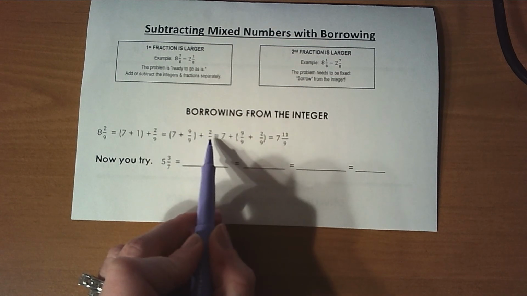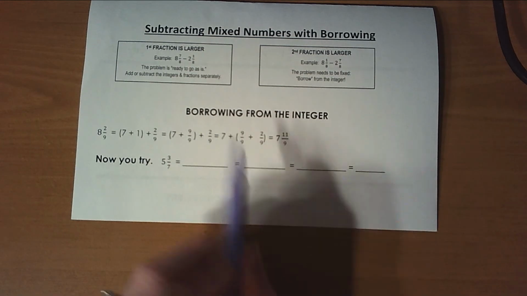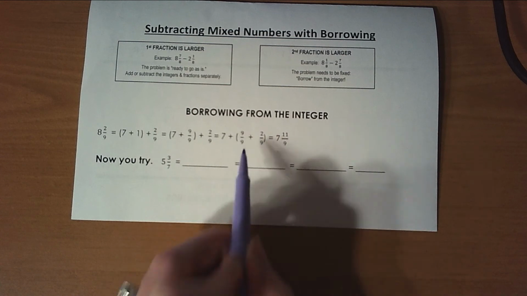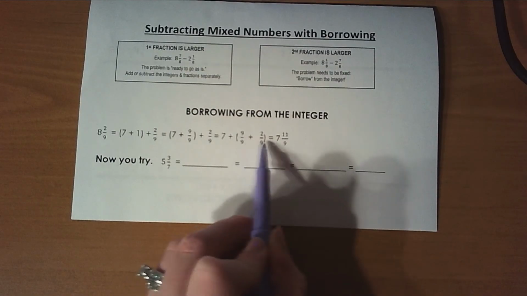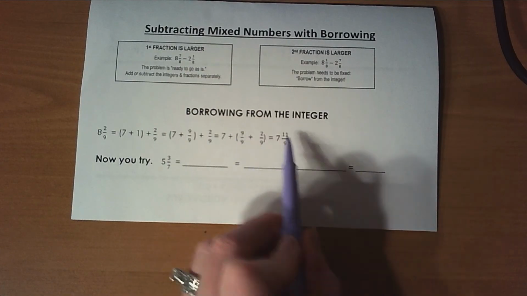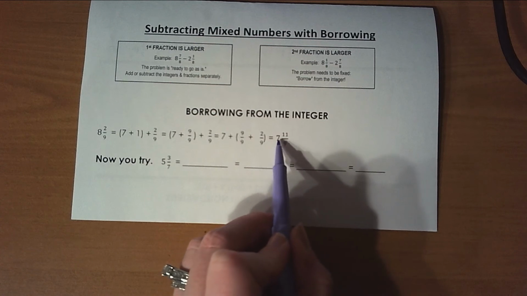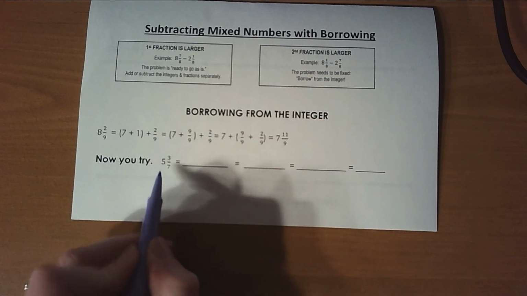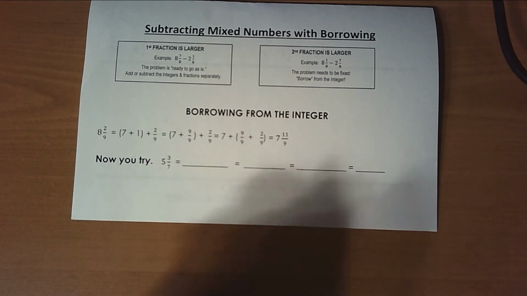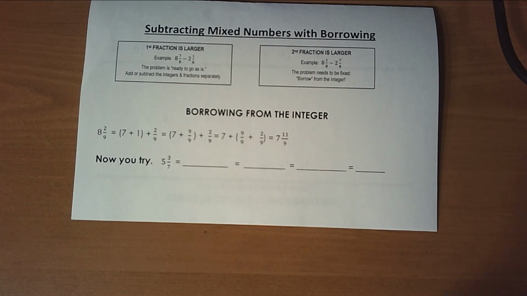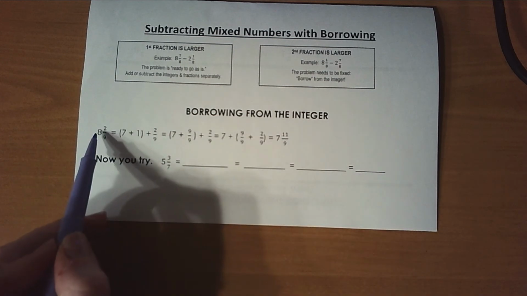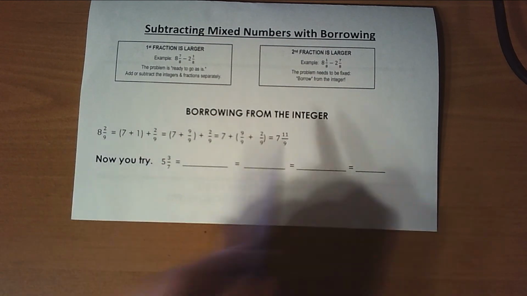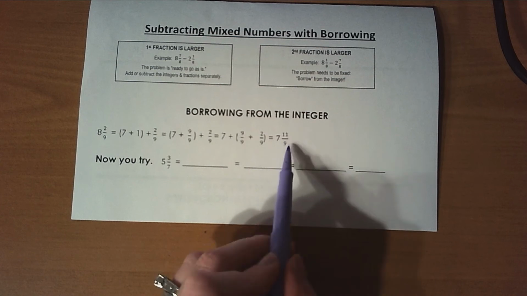Because of the commutative property of addition, we can change the order here, and we can add our fractions first, 9/9 plus 2/9, and get 11/9, keeping our whole number 7, and we get 7 and 11/9. We're practicing that borrowing idea, making a mixed number into a mixed number that has an improper fraction listed second.